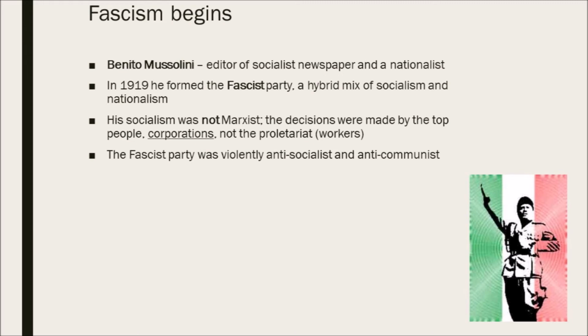And his socialism is not Marxist, okay? Because in Marxism, remember, the control lies in the hands of the workers, the proletariat. But with Benito Mussolini's socialism, the decisions are actually made by the top people and the corporations. So it's very much what Hitler's doing over in Germany.